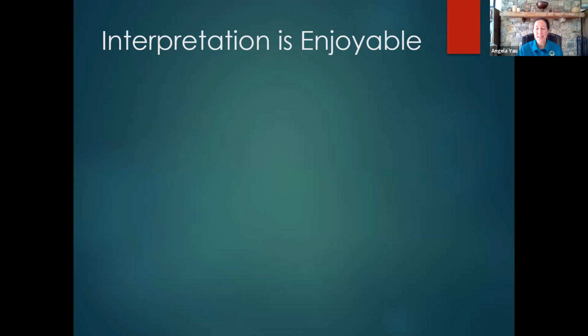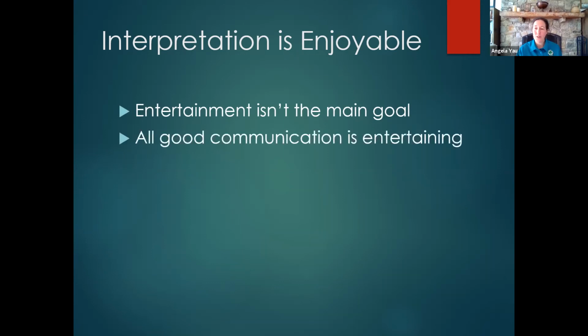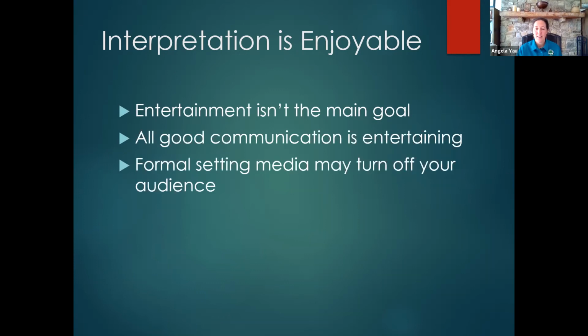All right, our E in the poetry analogy is that interpretation is enjoyable. How do we make it enjoyable? We want to remember that entertainment is not the main goal, but that all good communication is entertaining. Remember that a formal setting might turn off your audience. We want to keep things casual and conversational, even if we are in a more formal setting, like maybe you're doing a campfire program and you have amphitheater seating, so that it feels very comfortable and very conversational. Like I said, when we're measuring our objectives, we're thinking about how to make that very conversational and make it fit in the whole setting of what we're presenting.